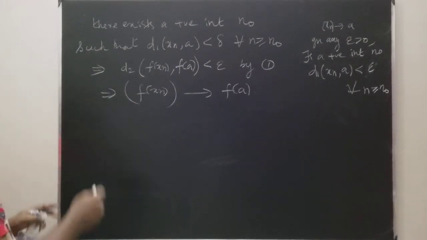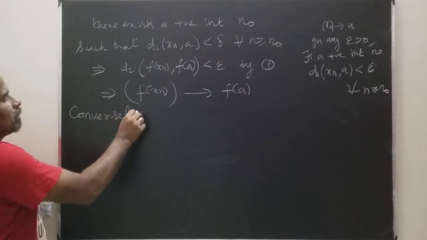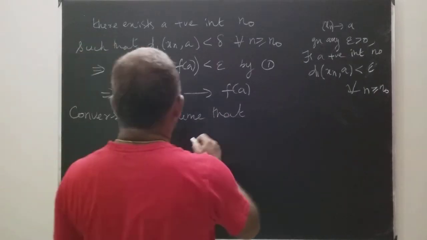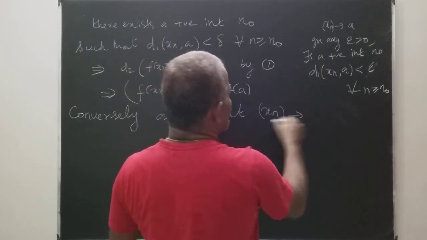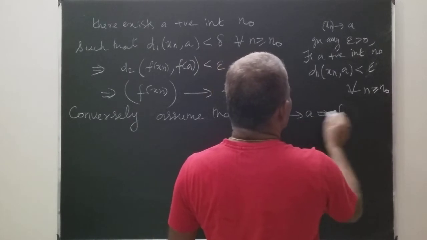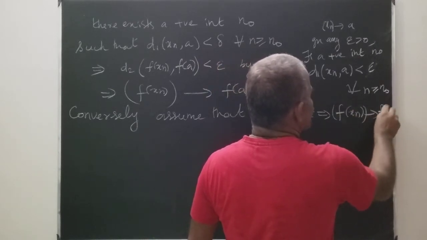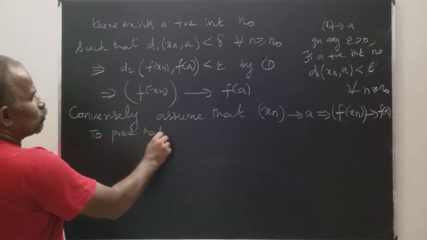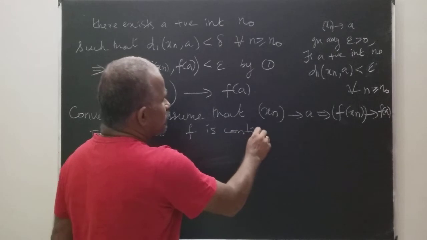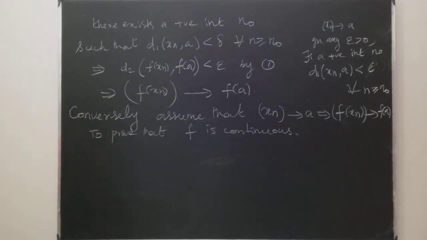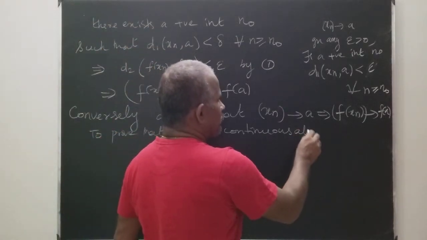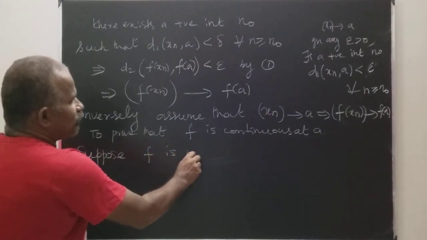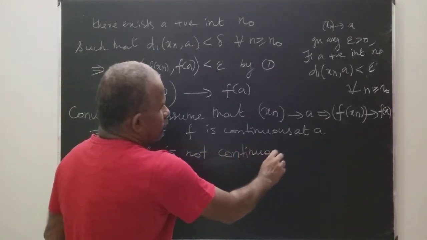One part of the proof is over. So conversely, assume that xn converges to a implies f of xn converges to f of a. To prove that f is continuous at a, suppose f is not continuous at a.